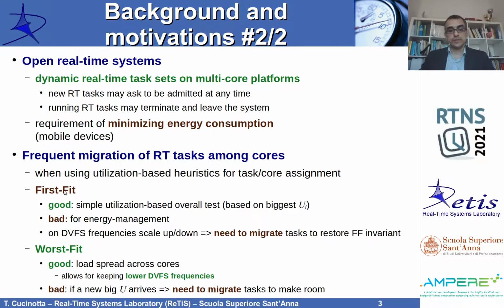Why? Because, for example, if we use a first fit heuristic, then we have a simple utilization-based overall test that can be based, for example, on the biggest utilization in the system. However, if we consider energy management, whenever we may need to scale frequencies up and down, we have a not so handy situation because we have all tasks packed over the same cores. So we may need to scale up and down frequencies more often than needed, or even when we perform this scaling, we may need to migrate tasks to restore a first fit environment.